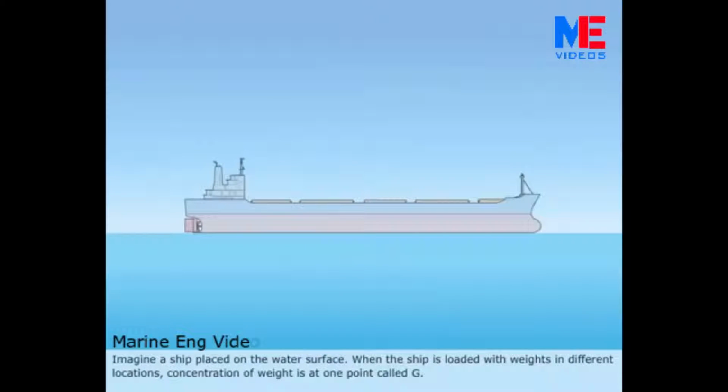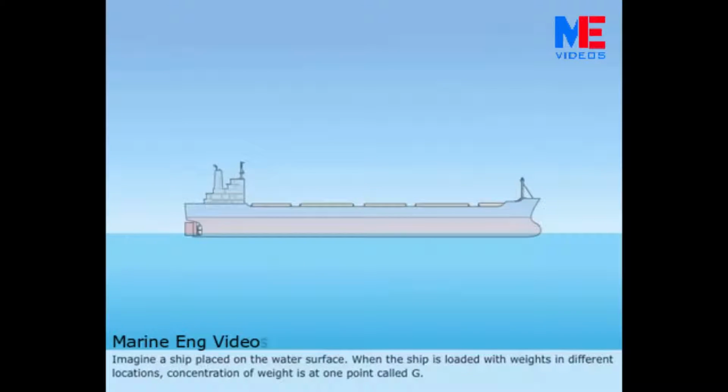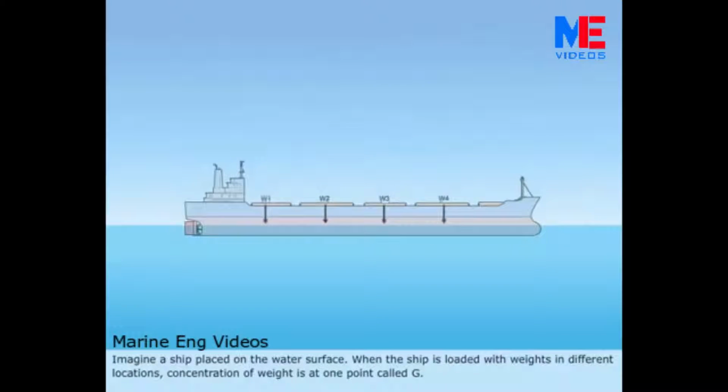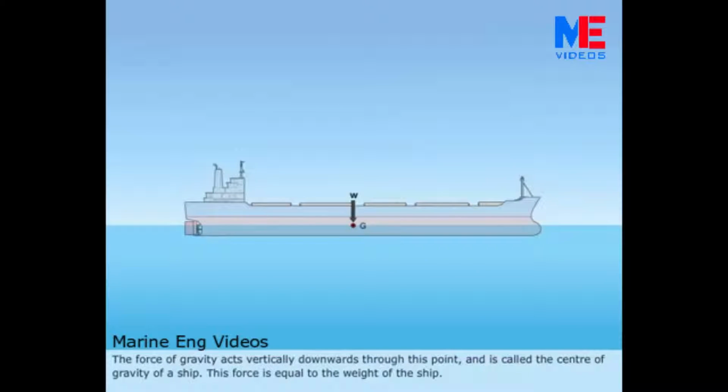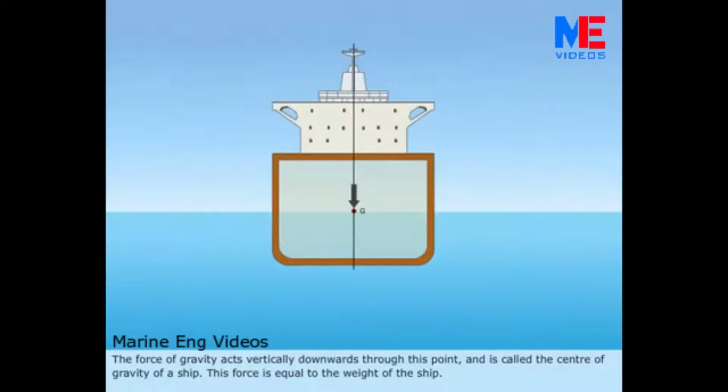Imagine a ship placed on the water surface. When the ship is loaded with weights in different locations, concentration of weight is at one point called G. The force of gravity acts vertically downwards through this point and is called the center of gravity of a ship. This force is equal to the weight of the ship.